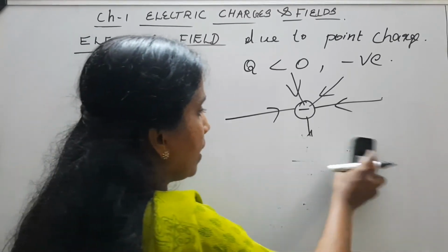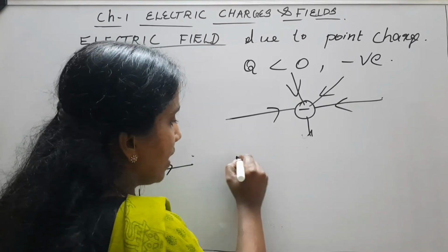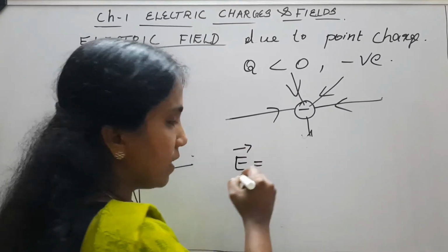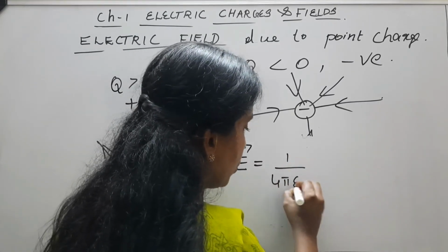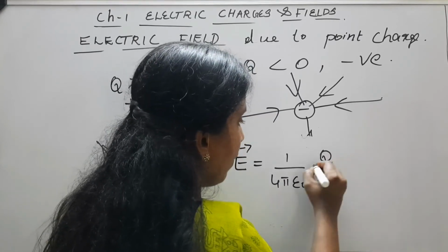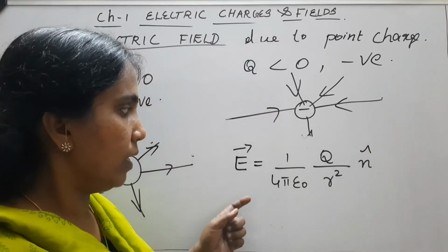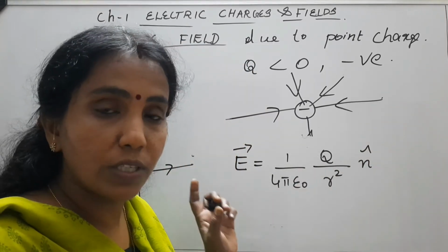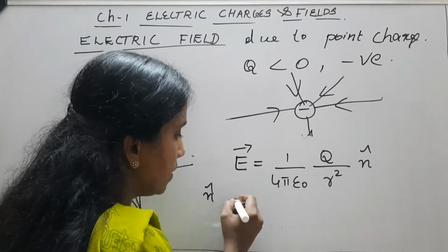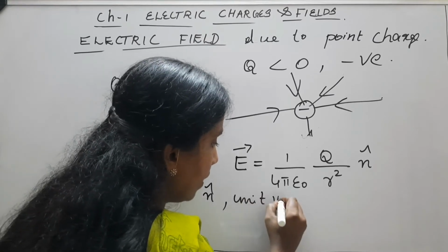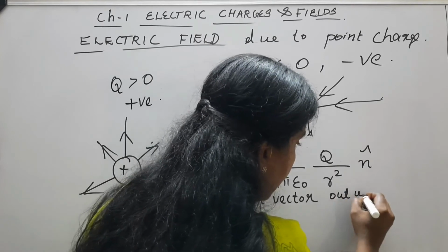So how do we keep that direction in the expression for electric field? We can write the vector expression for electric field as vector E is equal to 1 by 4 pi epsilon 0 Q divided by R square into n cap, where n cap shows the direction of electric field. So this n cap is the unit vector in radially outward direction.